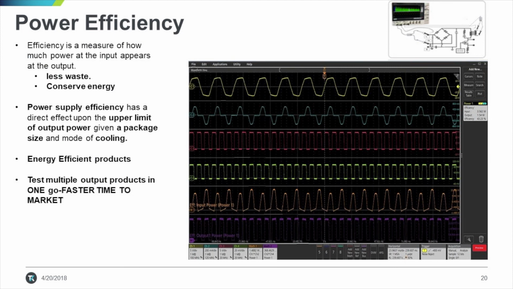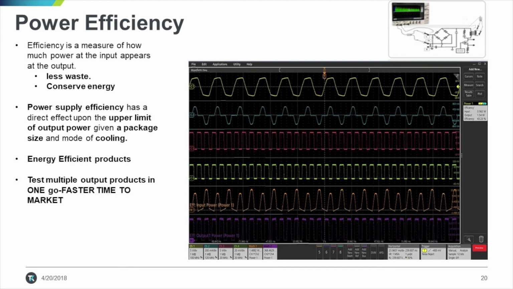I also wanted to go one step further and talk about power efficiency measurement on an MSO 5 Series scope. Efficiency is part of overall design, of what we talked about in-circuit magnetics and overall power efficiency. Effectively, we want to measure how much power at the input actually appears at the output, and so try to reduce the amount of waste or inefficiency, as well as conserve energy. So power supply efficiency here is very important, particularly around the smaller form factors of power supplies, which the market is driving for.